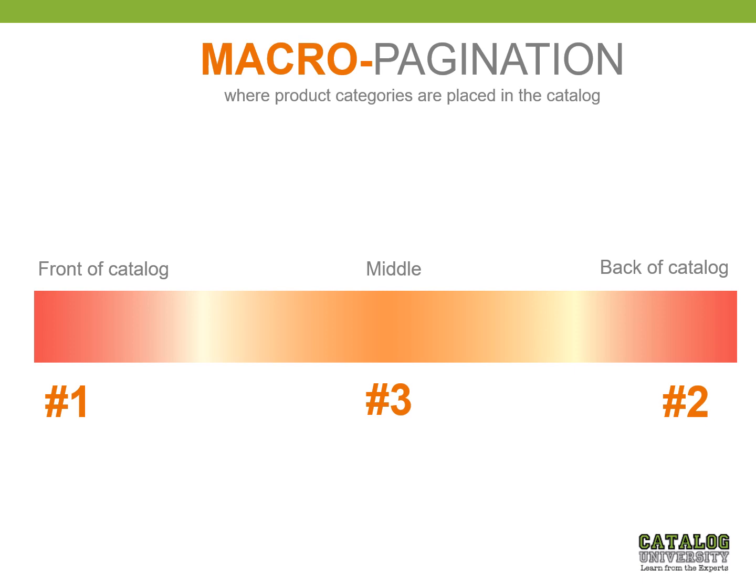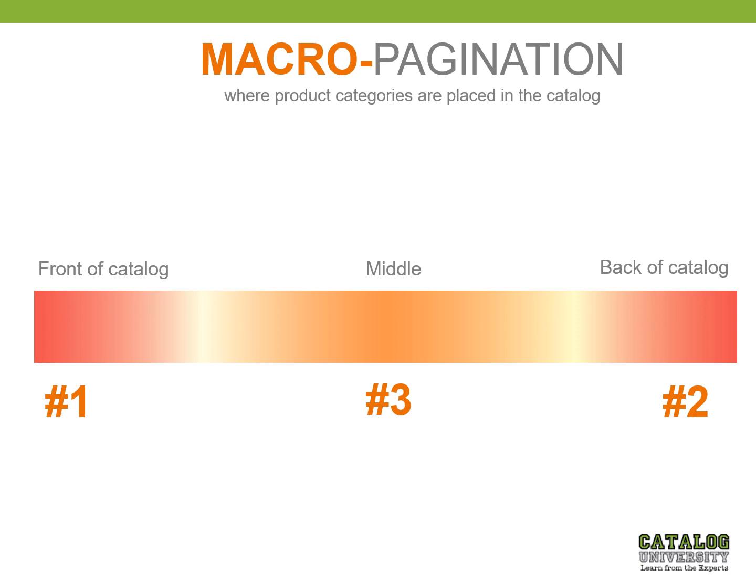This surprises a lot of people, but it's prime placement for best-selling categories because 30% of shoppers start by flipping to the back of the catalog. This hotspot includes the back cover, inside back cover, and the few pages immediately surrounding it.